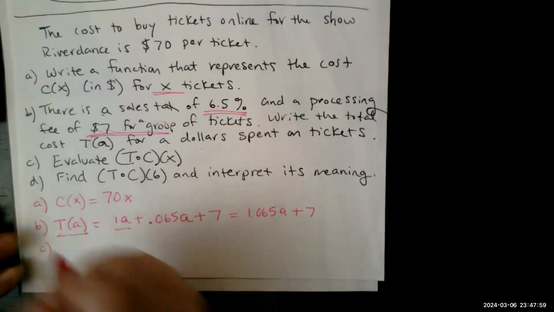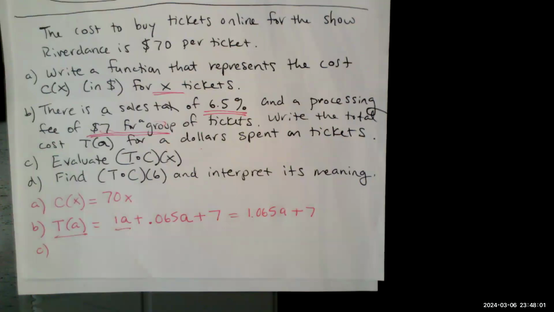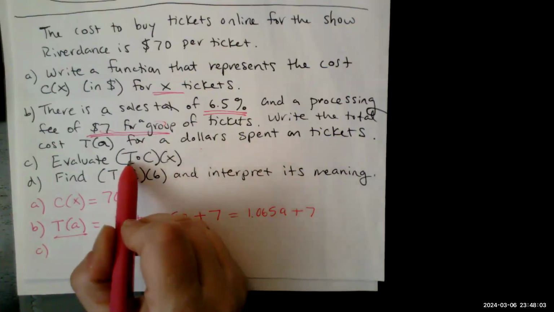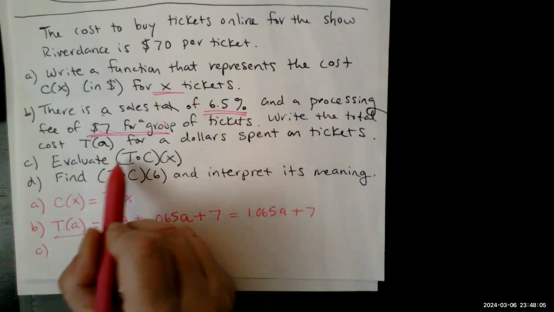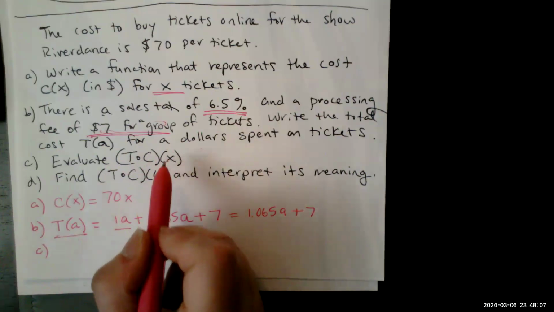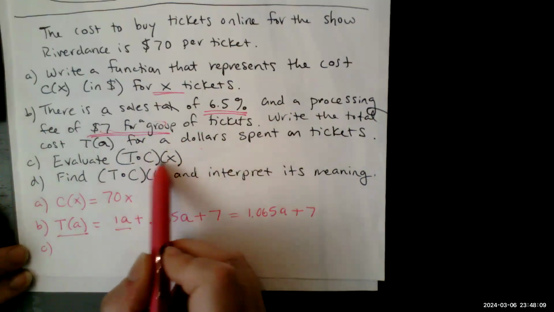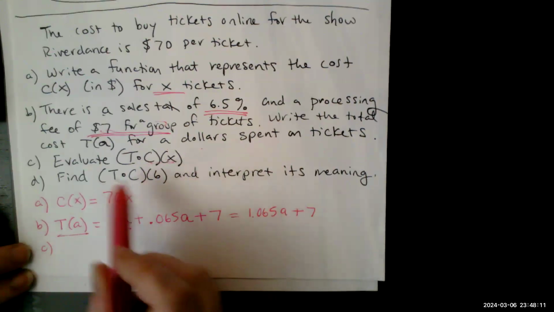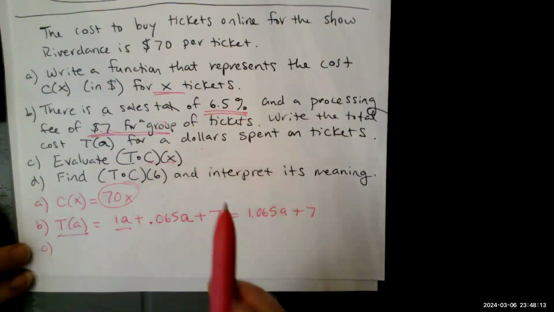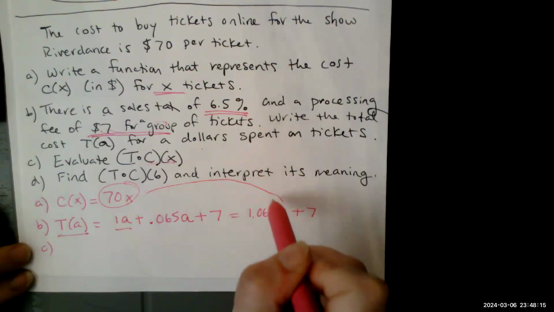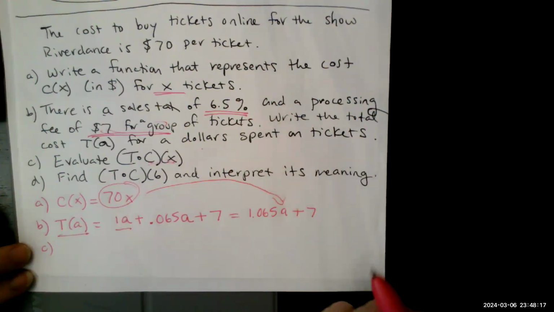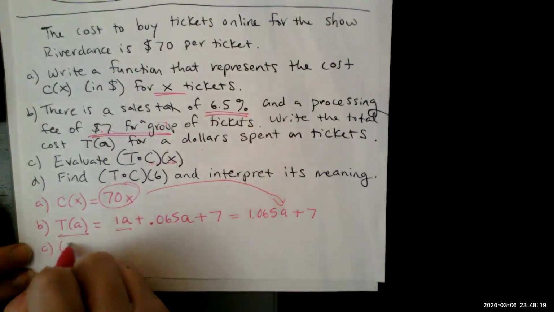All right, so C is now wanting me to do a composition. They want me to do T of C of X. So my final answer is going to have X's in it. So they want me to take the C function, which is this, and plug it into the T function.